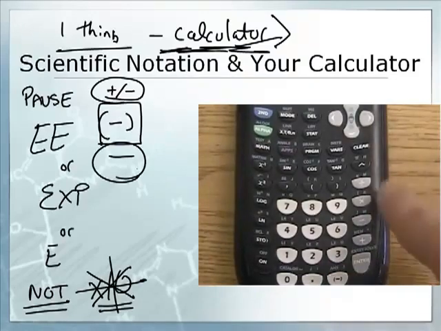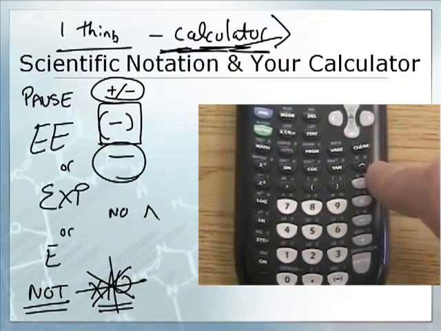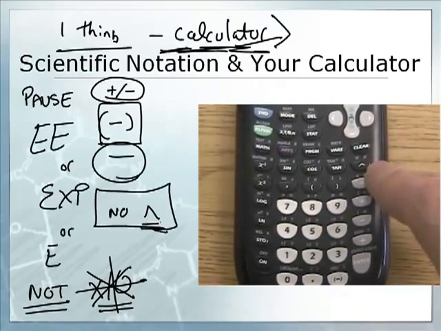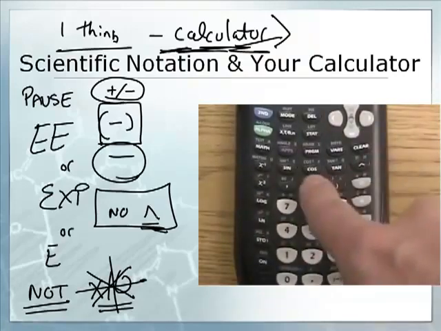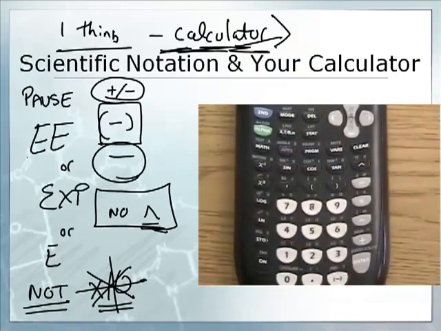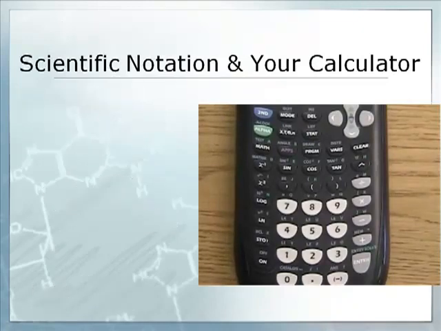One other thing you want to stay away from is the caret. The caret will not help you with scientific notation. We're going to show you how to put it in the calculator in just a minute. So don't use the caret, don't hit times, don't hit 10 to the x, and don't hit e to the x. You are going to use the EE button only. Say EE, everyone. EE. That's what you want to do, the EE button.